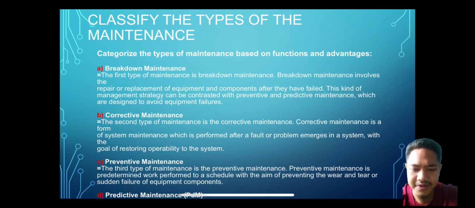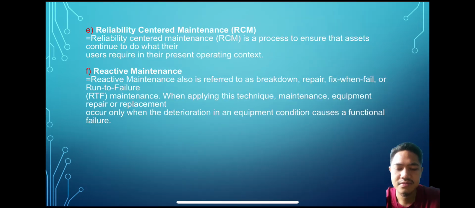Preventive maintenance is predetermined work performed to a schedule with the aim of preventing the wear and tear or sudden failure of equipment components. Reliability-centered maintenance (RCM). Reliability-centered maintenance (RCM) is a process to ensure that assets continue to do what their users require in their present operating context.